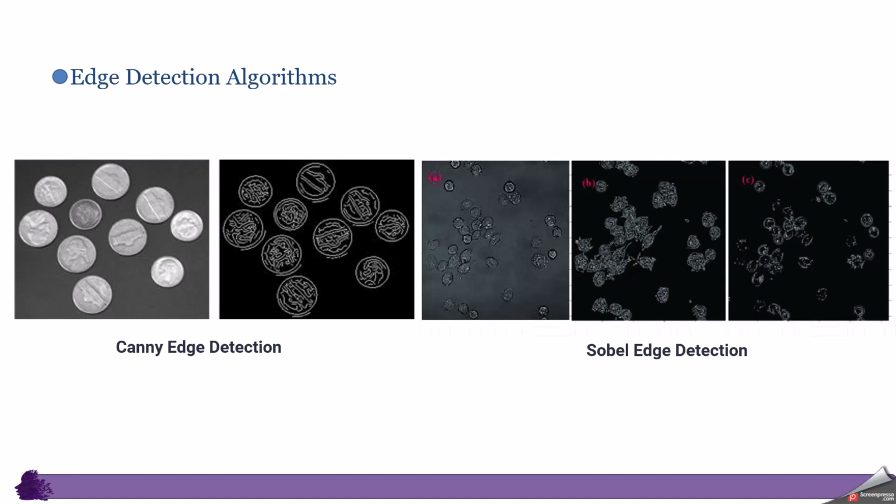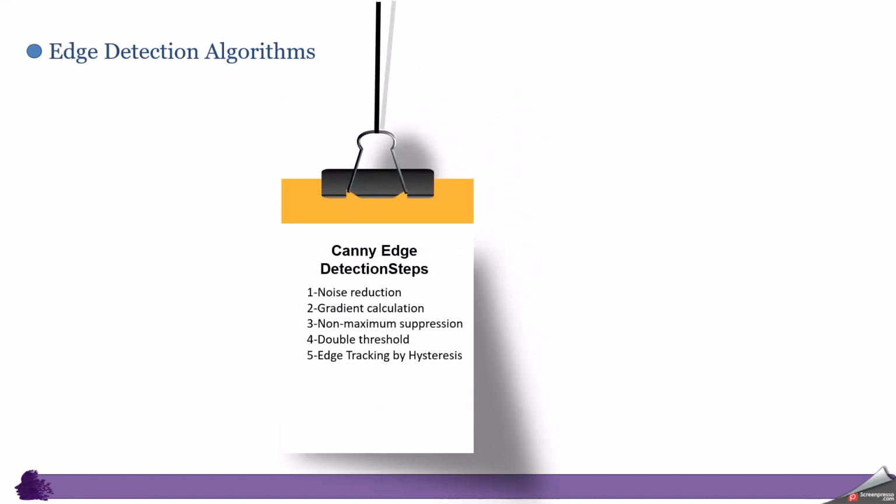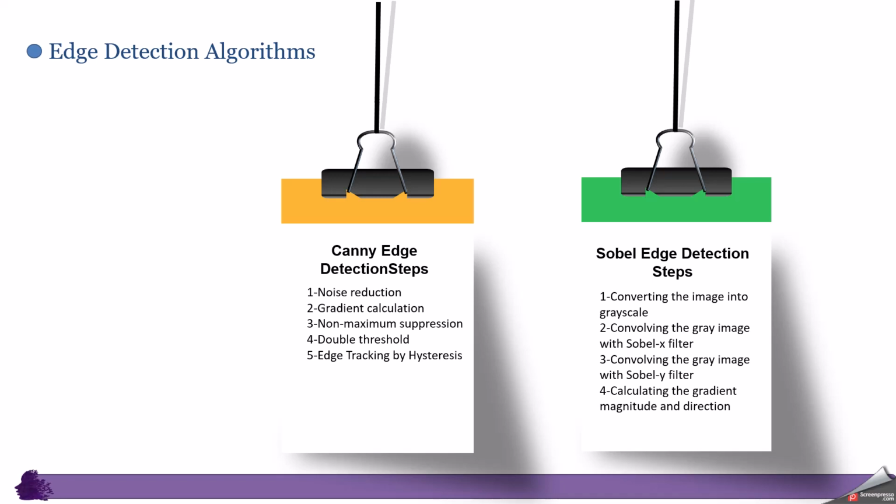The Canny edge detection algorithm uses a multi-stage algorithm to detect a wide range of edges, and the Sobel operator estimates the gradient magnitude and direction at each pixel in the grayscale image as shown in the figures. The Canny edge detection consists of 5 parts, which are noise reduction, gradient calculation, non-maximum suppression, double threshold, and edge tracking by hysteresis. And the Sobel edge detection consists of 4 parts, which are converting the image into grayscale, convolving the gray image with Sobel X filter, convolving the gray image with Sobel Y filter, and calculating the gradient magnitude and direction.